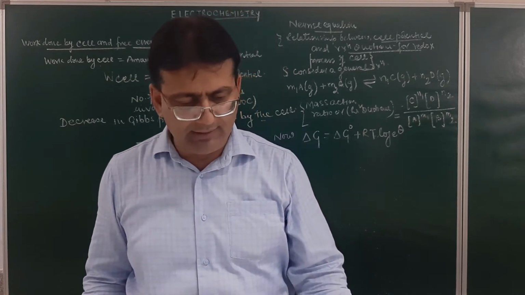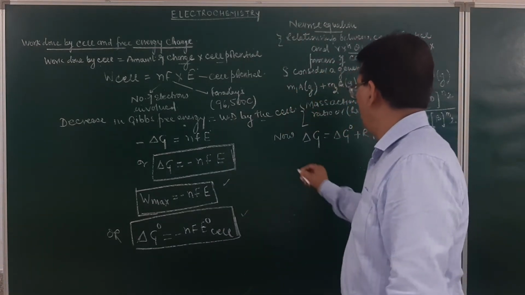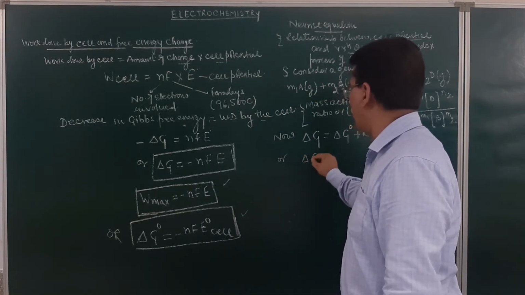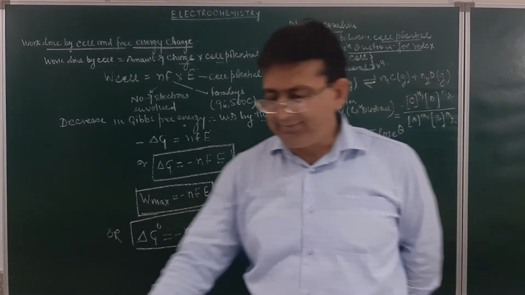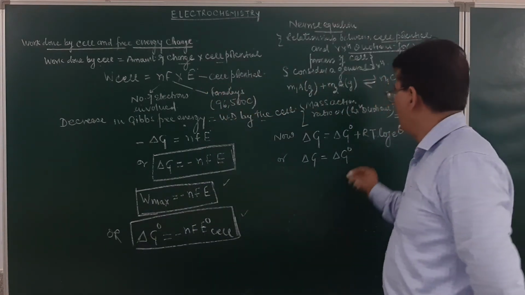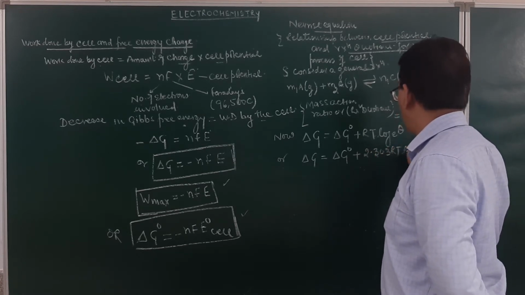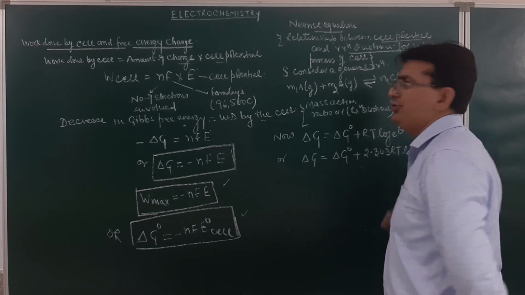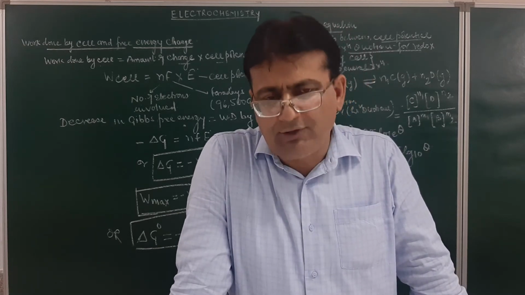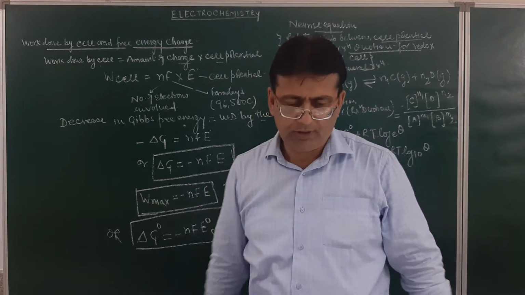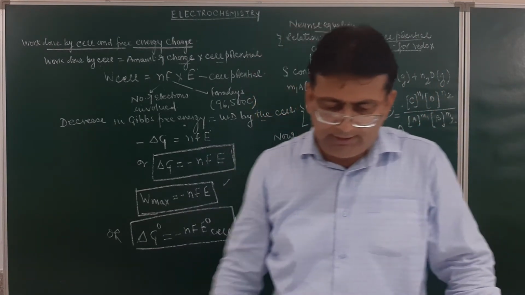Now if we put the value to the base of 10, we may write down the relationship in this way: delta G will be equal to delta G naught plus 2.303 RT log base 10 of Q. Am I clear? Now here, student, if I put all the values, in fact this is being done at a temperature of 25 degrees C.